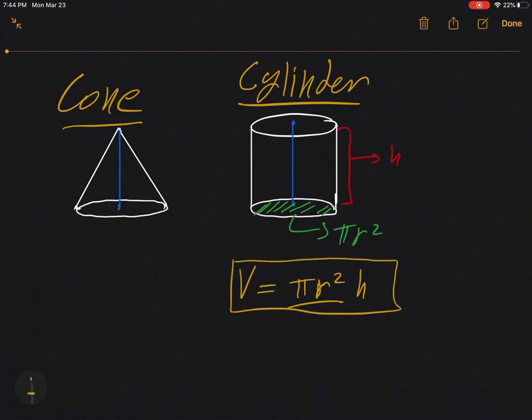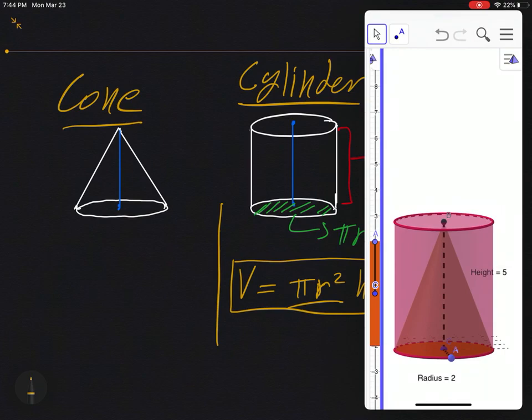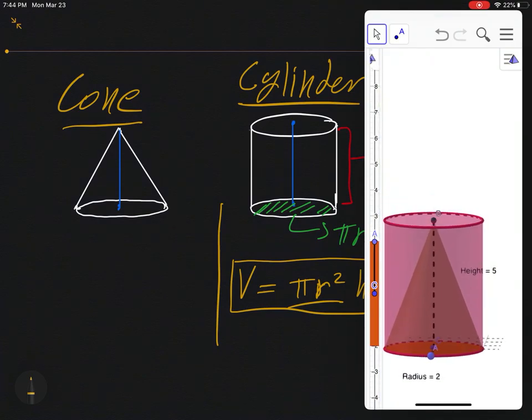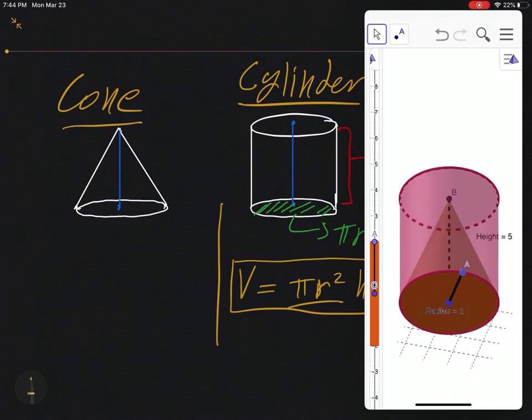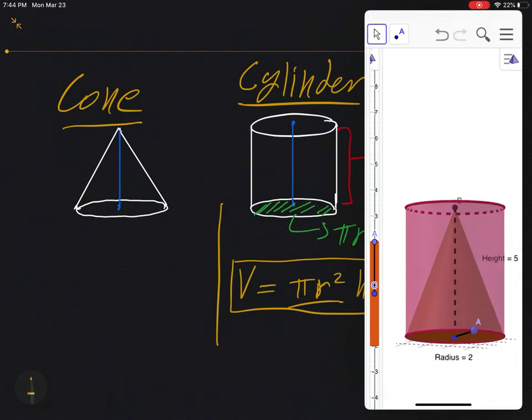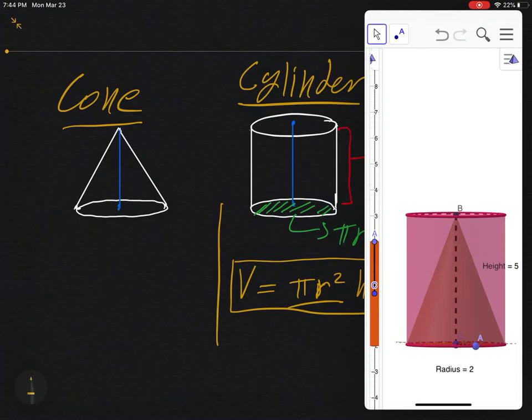On the other hand, we want now to just give a glimpse. How are we going to compare these two volumes of the cylinder and the cone? Let's look at that animation. We can see here that if there is a cone with height 5 and a circular base, as shown there, there is a cylinder that can contain that cone exactly.